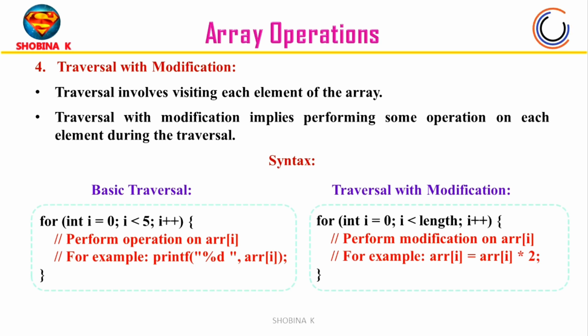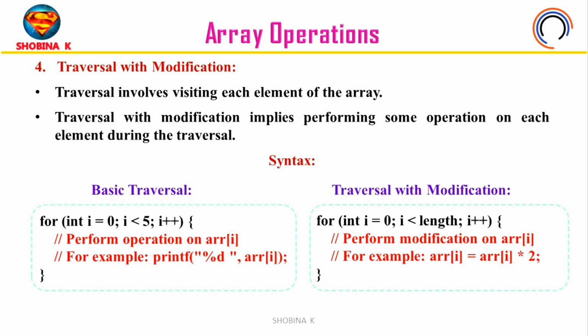Traversal with modification extends traversal by including an operation that modifies each element during the traversal. In both syntaxes, i is the loop variable representing the index of the current element. Length is the length of the array. arr[i] represents the current element being processed. In both cases, the loop iterates through each element of the array, but in the with-modification version, there is an additional step inside the loop that modifies the element.